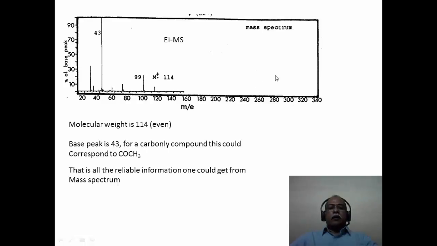This is the mass spectrum of the compound. It is an electron impact ionization mass spectrum of the compound. The molecular ion is seen as a weak peak, which corresponds to 114. So this is an even number molecular weight.